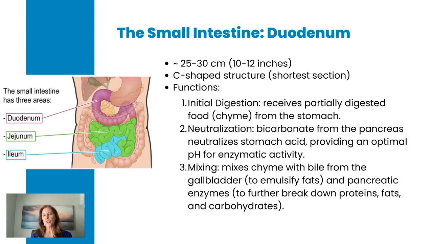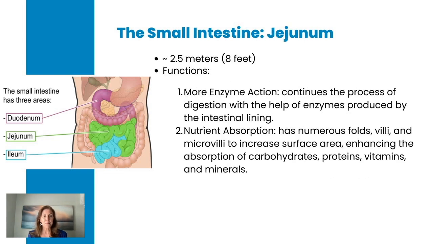It is about 10 to 12 inches long, and it's C-shaped. It's kind of that burgundy color in the photo. It comes right off of the stomach and then connects to the jejunum. And this is where that chyme, that food that has been mixed together in the stomach, is now entering the small intestine. There has to be neutralization because all that food, remember we talked about how acidic the stomach is. So we have to neutralize that acid so it doesn't injure the lining of the small intestine. And then this is where more and more mixing is going to happen so we can really break down the food that we've eaten.